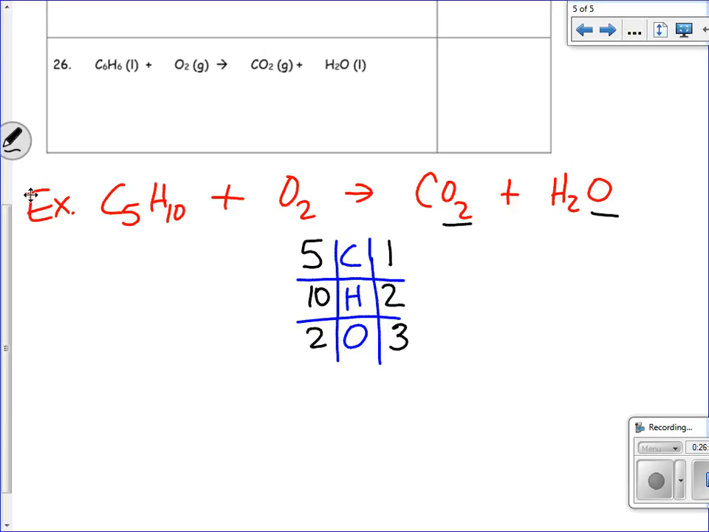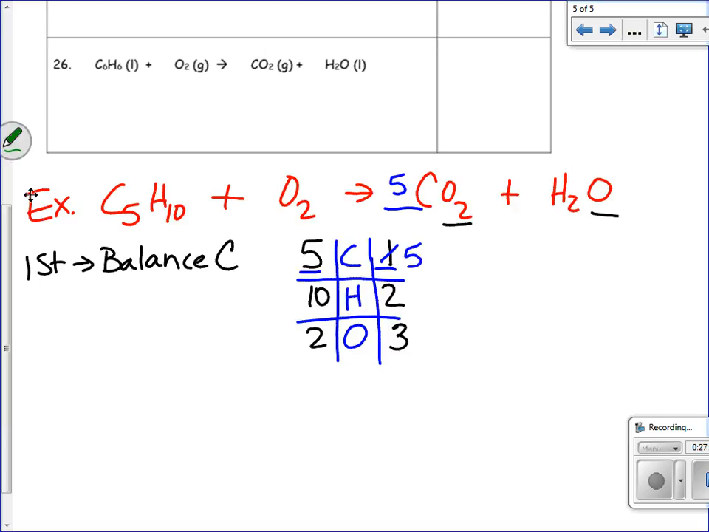So the first step, balance carbon. So that's what I'm going to do. I'm going to balance carbon. Look over here. We have 5 and we have 1. So what do I put there in order to make it have a 5? A 5. Very good. So now that becomes a 5. I'm not doing anything else yet.